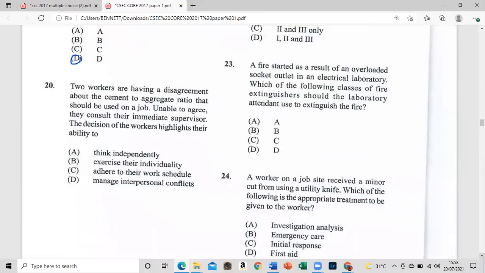Guys, remember you're supposed to be typing it in, all right? No joke about that. Two workers are having a disagreement about the cement to aggregate ratio that should be used on the job. You know what aggregate means, right? Unable to agree, they consult their immediate supervisor. So the decision of the workers highlights their ability to, is it A, think independently? No independent thinking going on here. Exercise their individuality? Adhere to their work schedule? No, they did not do that. So it's D, manage their interpersonal conflicts.